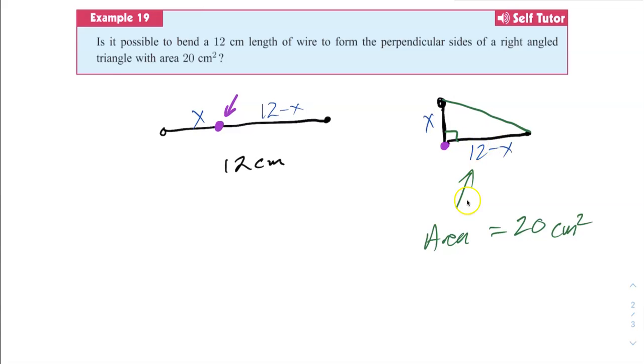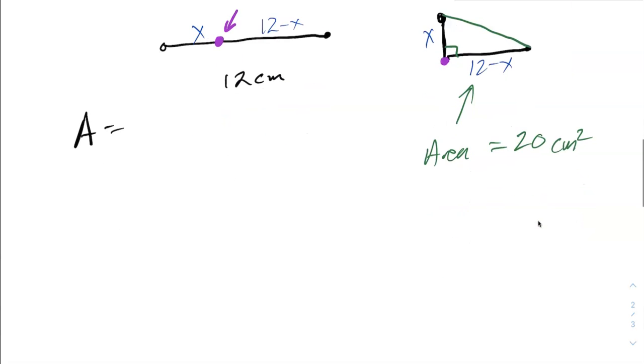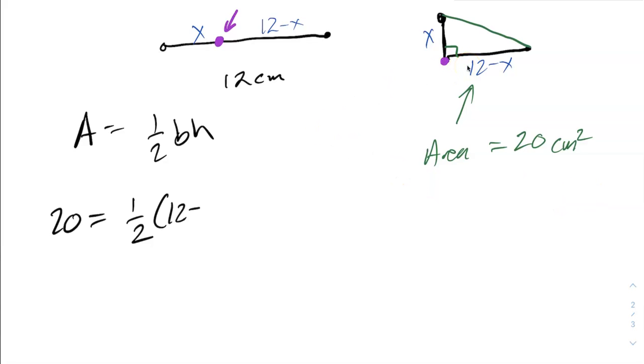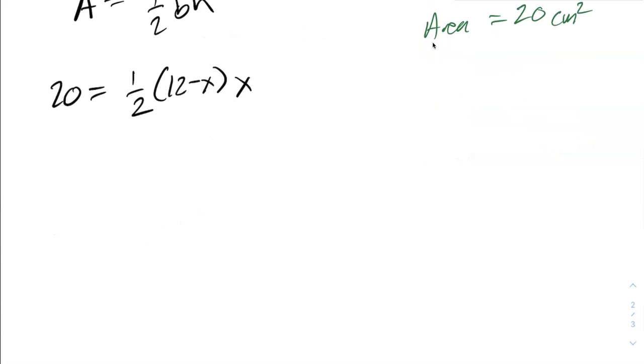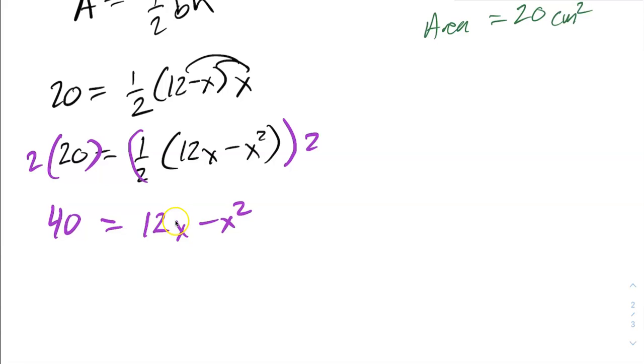So now the sides of my triangle. I know the area of a triangle equals 1/2 base times height. So I'm going to get 20 equals 1/2 base, which is 12 minus x, times the height, which is x. It's going to be a little ugly. I'll multiply these in first. So 1/2 of 12x minus x squared. Now I don't want to deal with fractions, so instead of multiplying out the 1/2, I'm going to multiply both sides by 2. So I get this. And now we want to solve this quadratic.